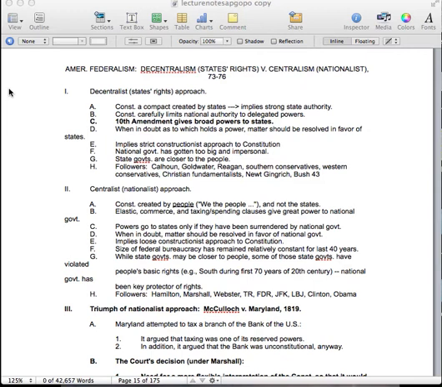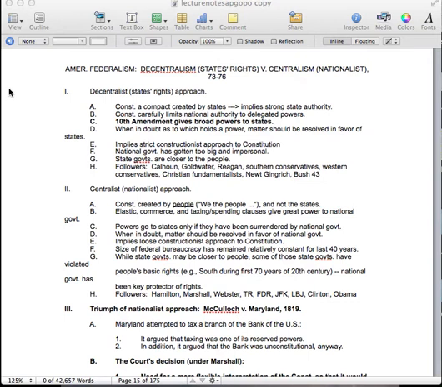The states' rights approach would be: the Constitution is a compact created by the states that implies strong state authority. Again, who is this in history? Was this the Federalist or Anti-Federalist? And who would this be today, Republican or Democrat? Which one do you think? The second one, Constitution carefully limits national authority to delegated powers. And we're going to get into today what some of the delegated powers are and who has the right to do those things.